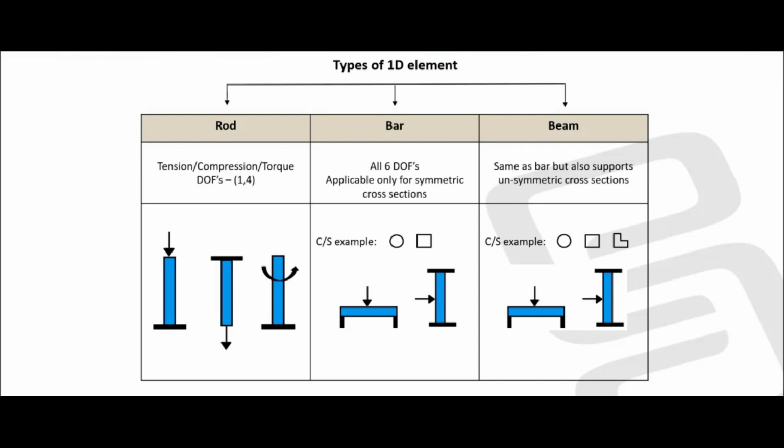Bar element supports all 6 degrees of freedom, that is all types of loadings, applicable only for symmetric cross sections. Symmetric cross sections as in a circle or a rectangle or a square. Now beam is the same as bar but also supports unsymmetric cross sections. For example, it supports a circle, which is symmetric, as well as an L section, which is unsymmetric.